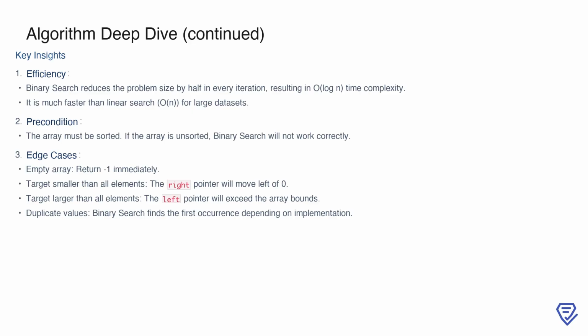We also need to account for edge cases. For instance, if the array is empty, the algorithm should immediately return -1, as there are no elements to search. If the target value is smaller than all elements in the array, the right pointer will move left of index 0. Similarly, if the target is larger than all elements, the left pointer will exceed the bounds of the array. For arrays with duplicate values, the algorithm will typically locate the first occurrence based on its implementation.